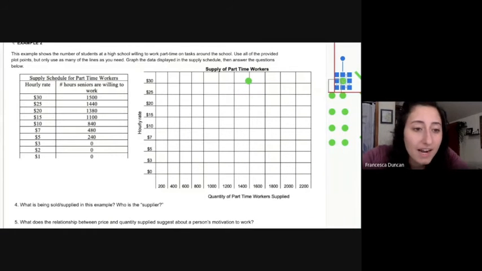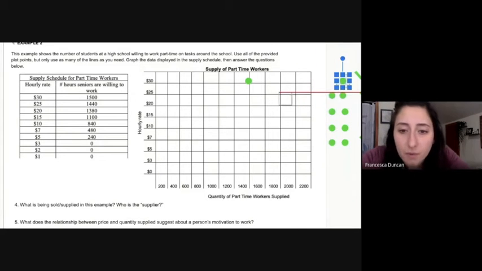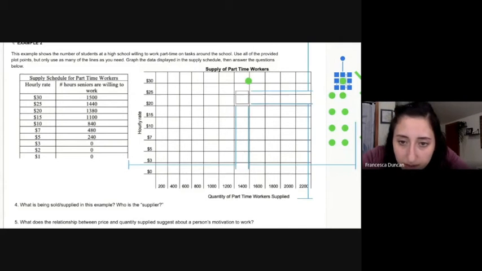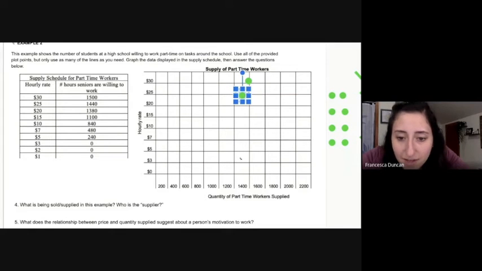So if we are at $25 an hour, we have 1,440 students willing to work. Probably put that around here. So again, it's lining up with the 25, and it's in the same ballpark of 1,440 over here. So you can see that you were already getting kind of a curve there if we connect those points.